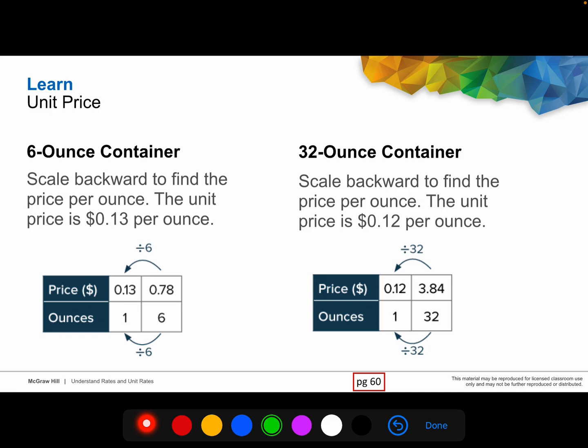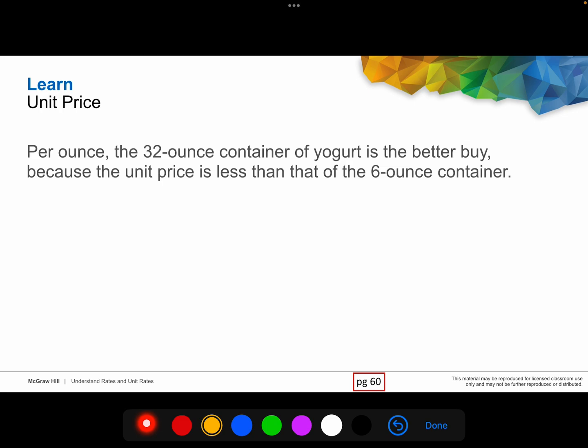So you can see 78 cents for 6 ounces. It means you need to divide it by 6. So that gives you 13 cents per ounce. For the 32-ounce container, it was $3.84 for 32 ounces. So that tells me that my division factor is 32. And therefore, I'm going to also divide 3.84 by 32, which gives me 12 cents. If you compare the two, you can see that 12 cents per ounce is less than 13 cents per ounce. Therefore, the 32-ounce container of yogurt is the better buy because that unit price is less.